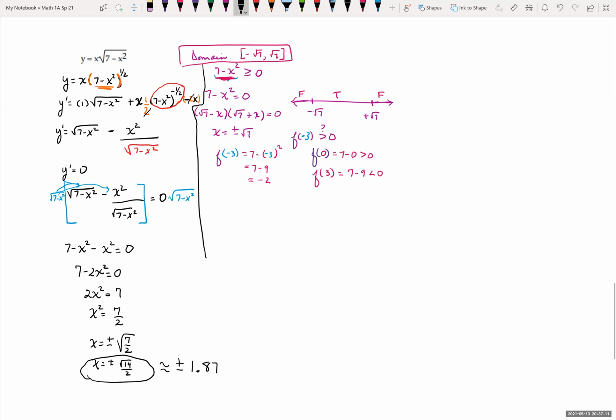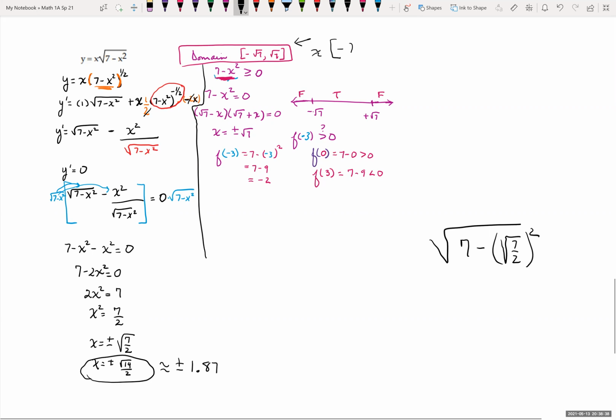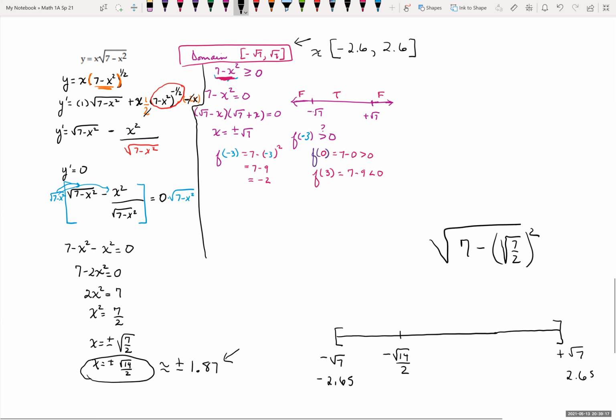Hold on, I did something wrong. Okay, so I was thinking of this off. This is between approximately negative 2.6 and positive 2.6. And so these values in here, negative and positive 1.87, are inside that interval. And so here this was negative 2.6, and this negative root 14 over 2 was about, like I said, negative 1.9.